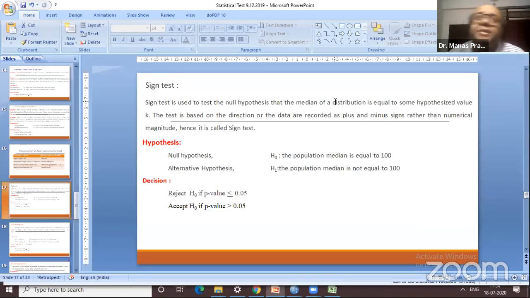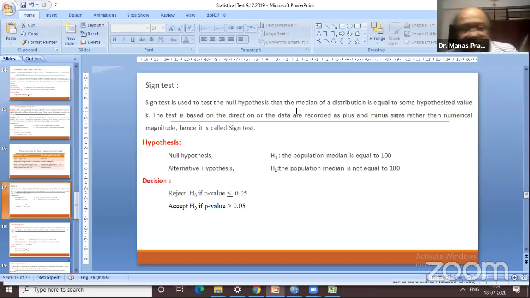When your data follows a normal distribution, you go for a parametric test, and the mean is the proper measure. That's why parametric tests are tests for means. Here we are not going to test the means. We are going to test the medians or ranks. A non-parametric test is based on ranks and medians.